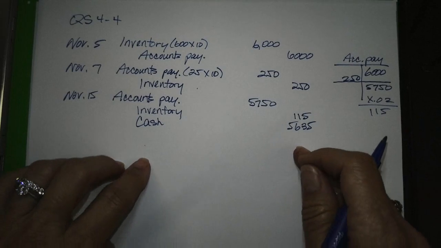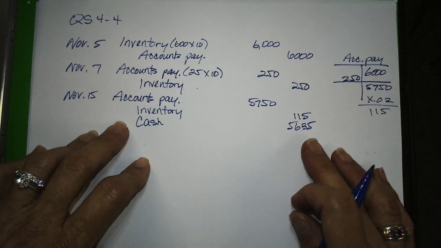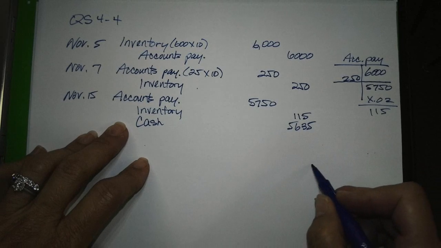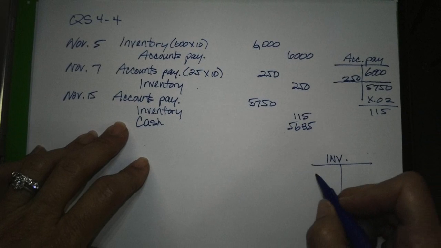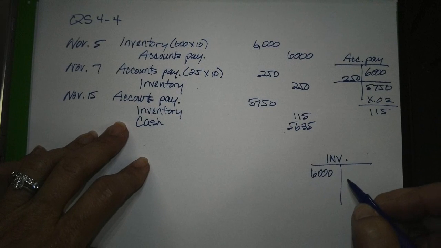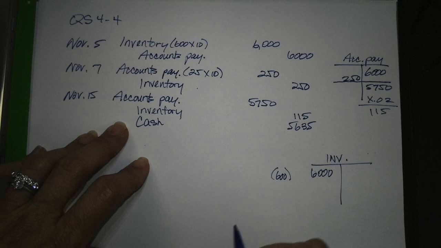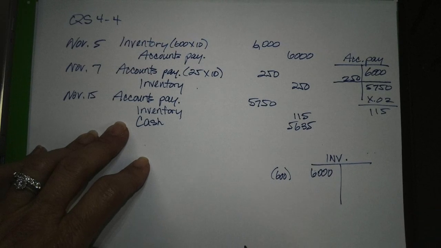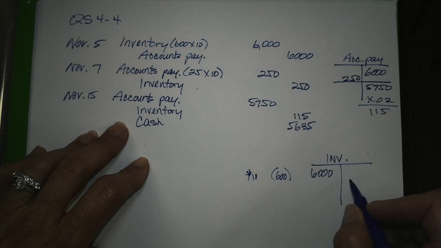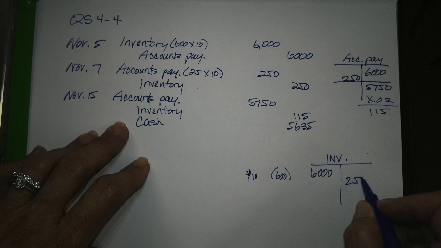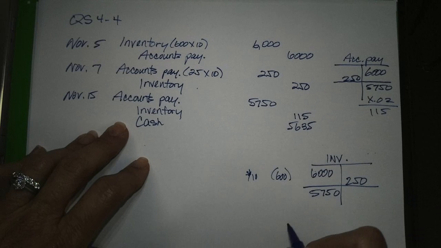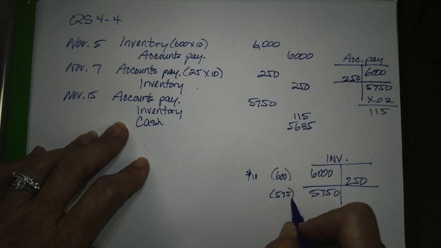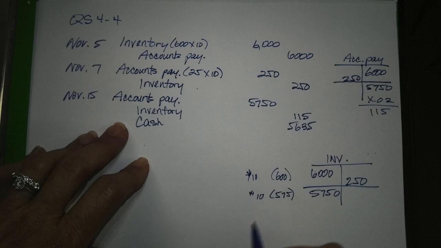So let's talk about this deal about why we always use the inventory account. Let's look at inventory. When we first bought this stuff, it was $6,000 for 600 units. Okay? So that's $10 per unit. Okay? Then we sent 25 units back, and that got us down to $5,750. But guess what? That's for 575 units. So that's still $10 a unit.